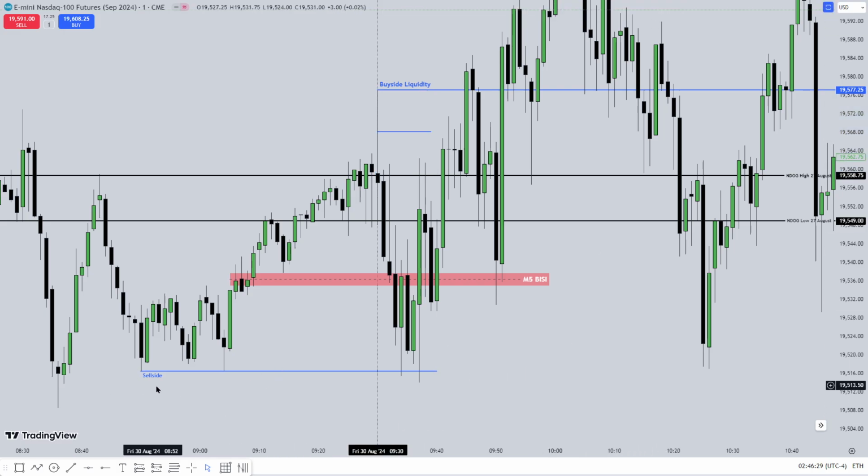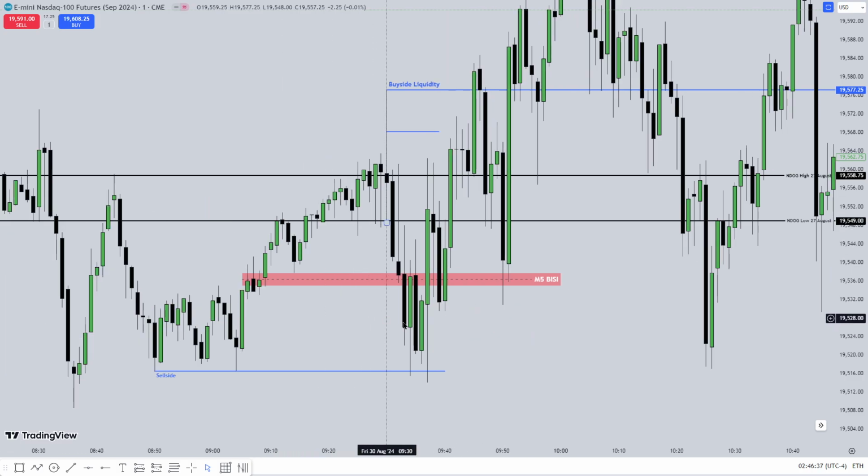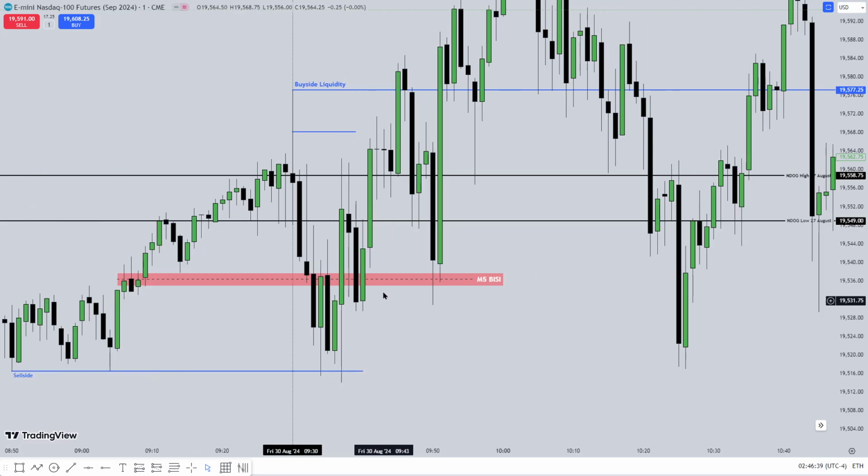Market attacked the relative equal lows here. We had this 5-minute BC still holding the prices. When market closed above it, it again came below it. Now from this sell side liquidity and this 5-minute BC, when market closed above this down close candle, you see this down close candle, which is the 9:35 candle, that's exactly your order block.